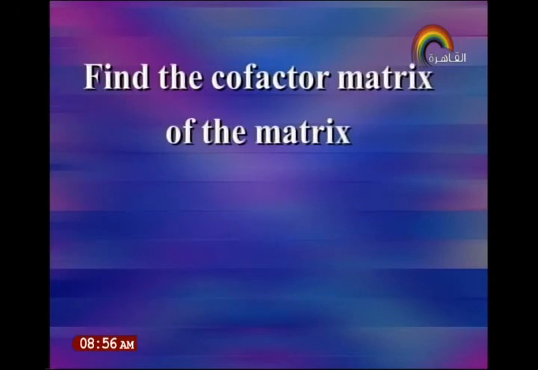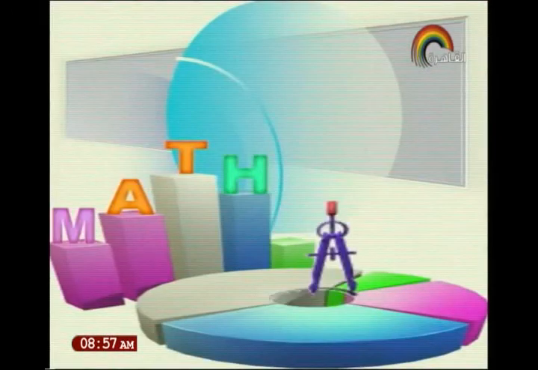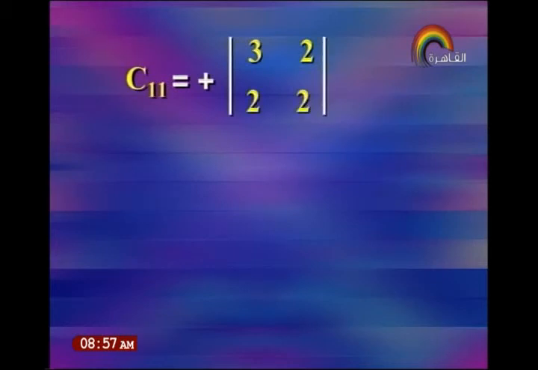Find the cofactor matrix of the matrix A: 1, 2, 3; 2, 3, 2; 1, 2, 2. Find the cofactor matrix. Solution. What do you mean by cofactor matrix? C1,1, what do you mean? Choose the first row, first column, and the determinant 3, 2, 2, 1. Answer is 2. Why? 3 times 2, 6, minus 2 times 2, 4 equals 2.